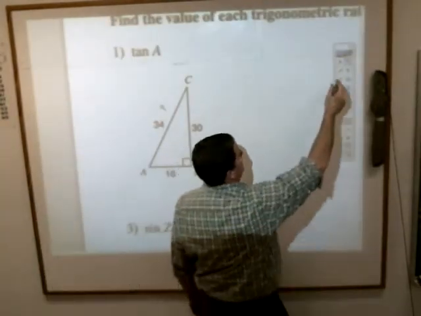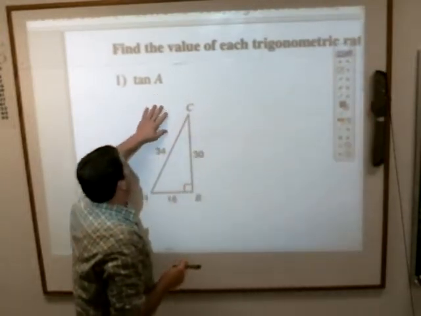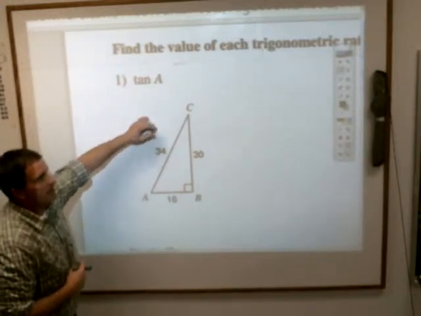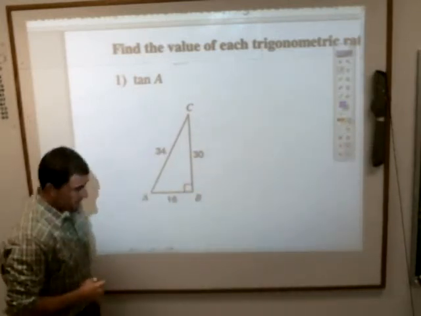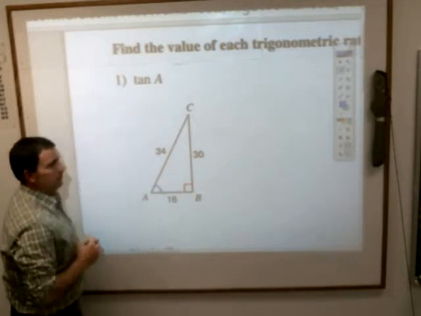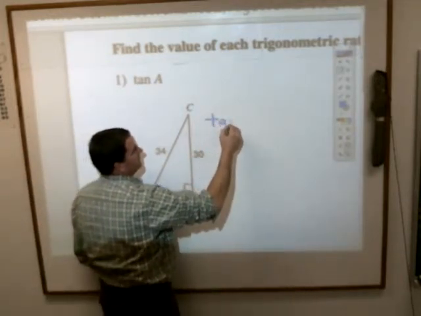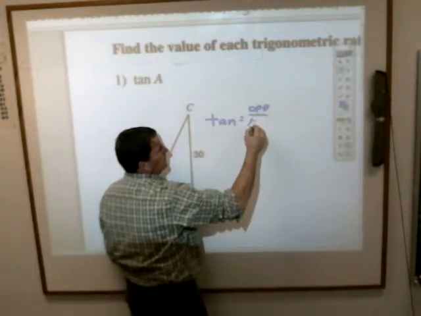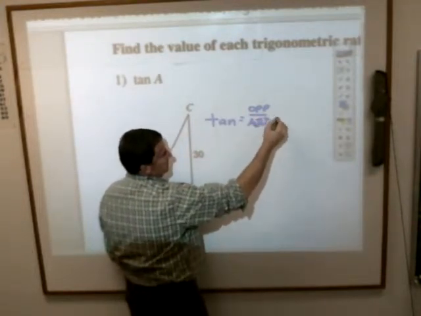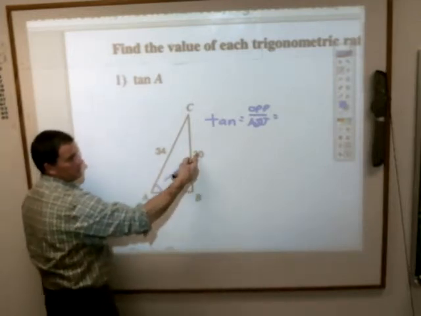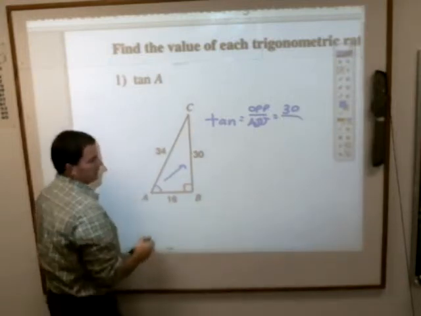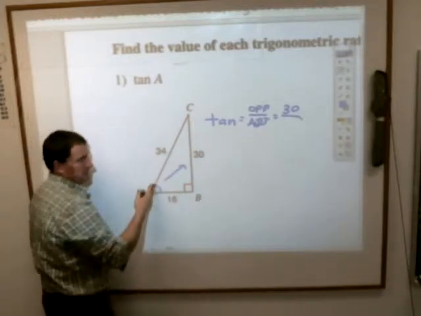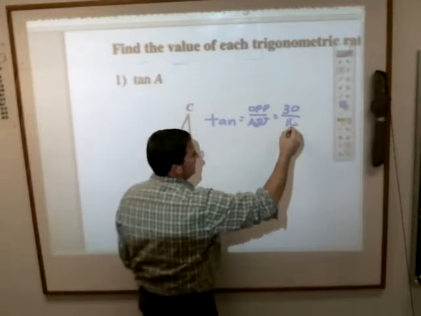Okay, the directions tell you to find the value of the tangent of A. So step number one is go find angle A. This is the angle you're talking about. Okay, you write down then the relationship. What is the tangent? Tangent is TOA. So write this down, it's opposite over adjacent. What is the opposite side? 30. What is the adjacent side? 16. 34 is the hypotenuse. That's one thing you always have to make sure, you don't put the hypotenuse as one of the things. 30 over 16.